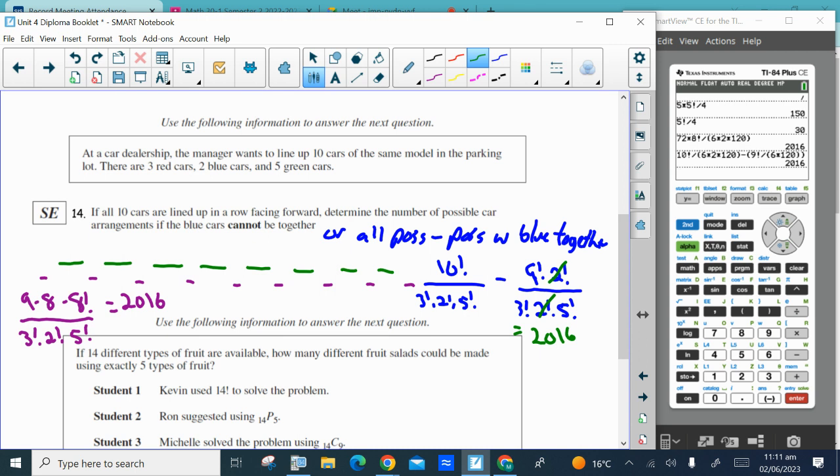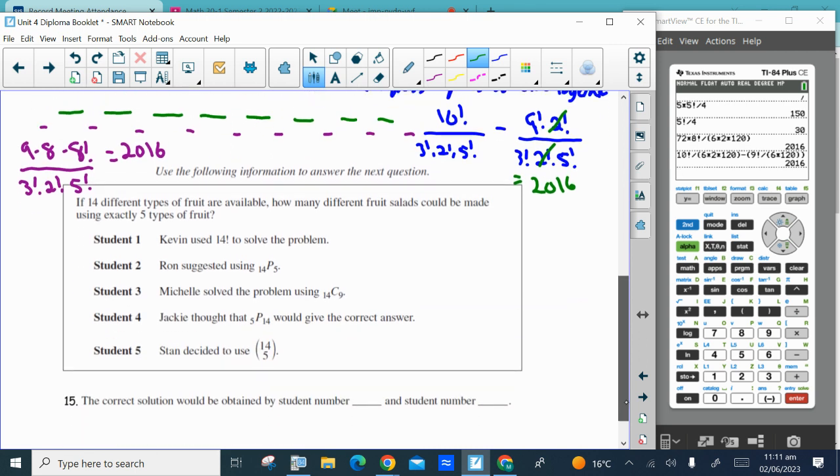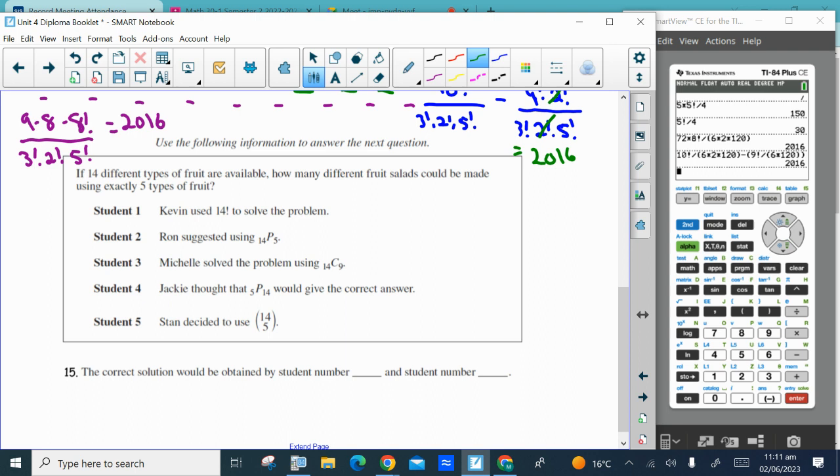Okay, both ways work. Number 15 comes from that information. 14 different types of fruit are available. How many different fruit salads could be made using exactly 5 types of fruit?